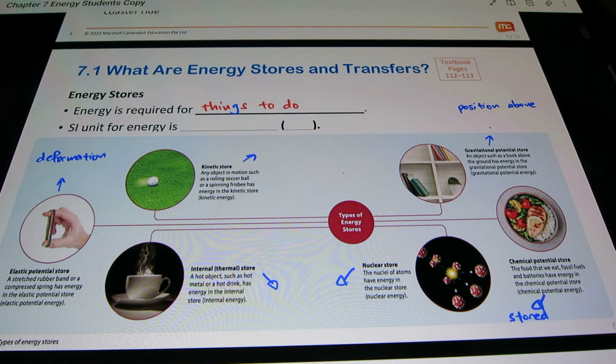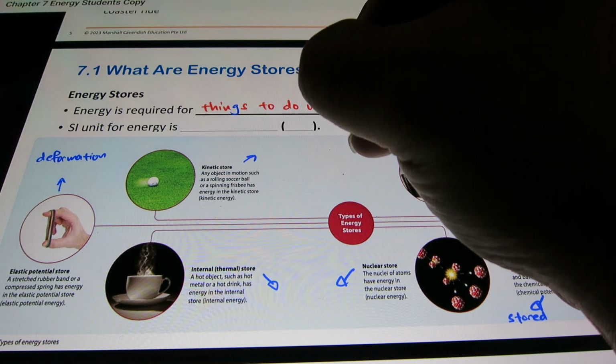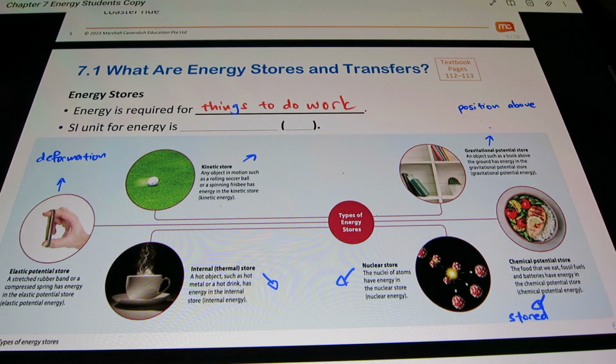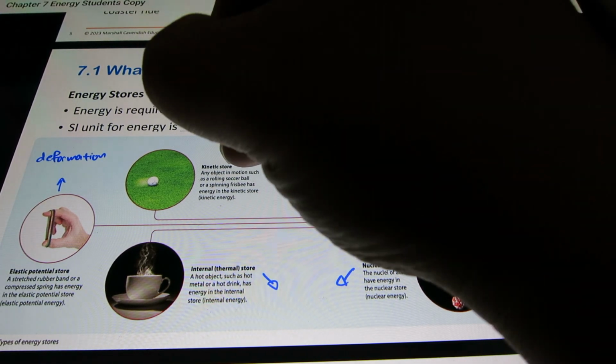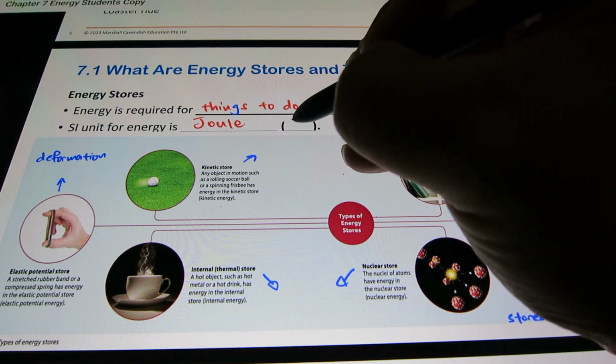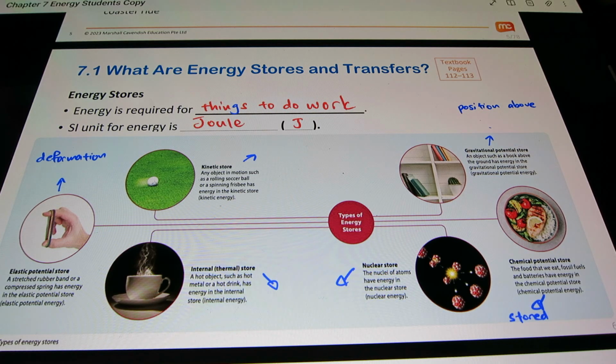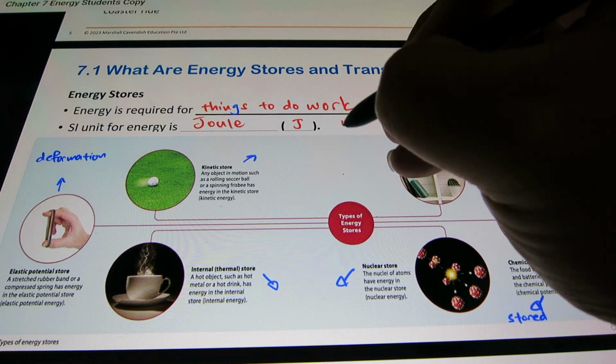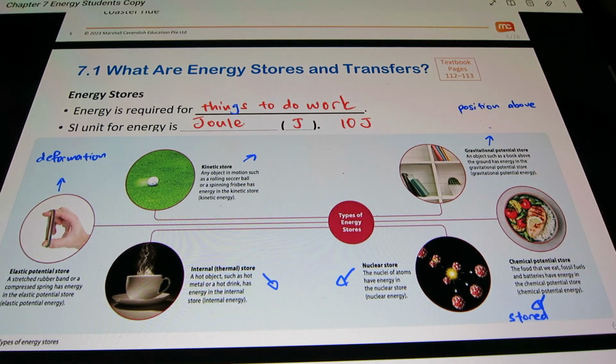So what is energy? Energy in very layman terms is what you need to be able to do work. The unit of energy is the joule, and is written as a big J. So if I want to say I have 10 joules of energy, then you just write it as 10 with a big J, like that.